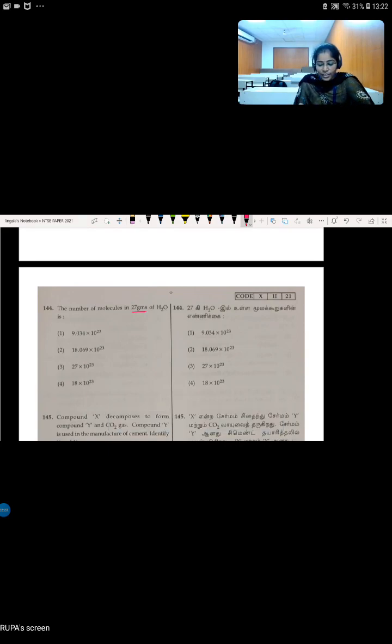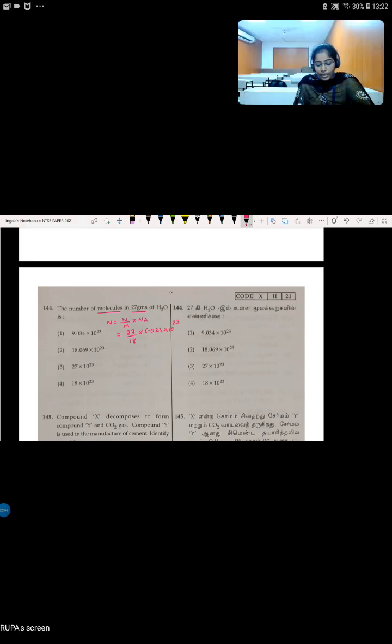27 grams of water is given. We know that molecules are number of particles. Number of particles, N, is equal to W by M into Na, we can apply this formula. W is the given mass, 27, by molecular mass of water, 18, into Na, Avogadro's number, 6.023 into 10 to the power of 23. On simplifying this, you will get 9.034 into 10 to the power of 23.